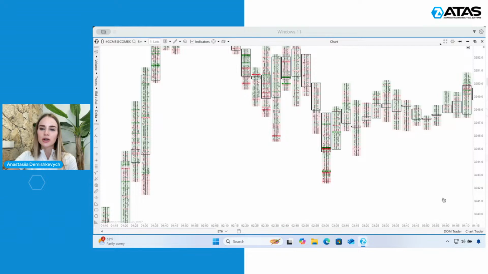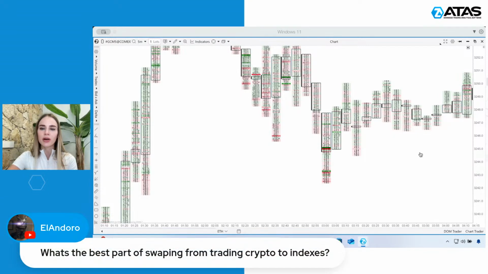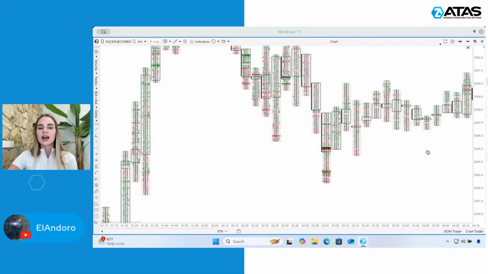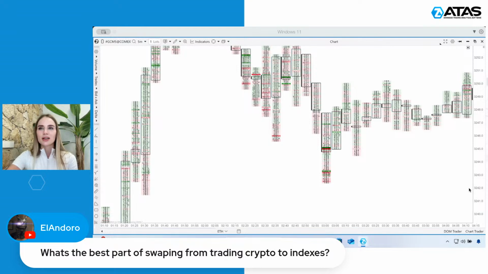What is the best part of swapping from trading crypto to indices? To be honest with you, it's perhaps not the answer that you are expecting, because I don't think you need to swap if you're making profits. For me personally, I understand indices better, for example futures, forex futures, oil, gold, silver. Crypto is just not my type of asset.